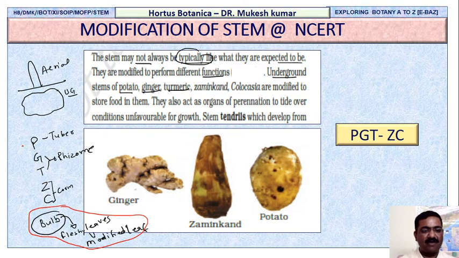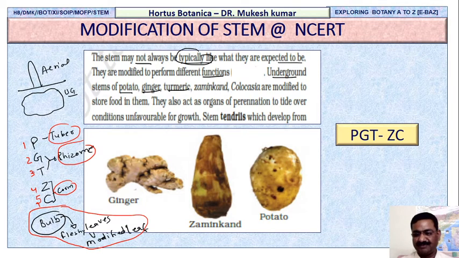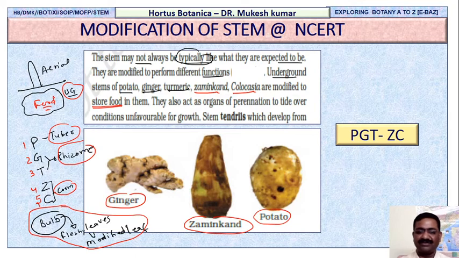By the way, how many examples are given in our NCERT? 1, 2, 3, 4 and 5. Remember, 2 from corm, 2 from rhizome and 1 from tuber. Just learn all the NCERT examples. So jamikand and colocasia are modified stems that store food. Since it is underground, it stores food and swells up. That's why you see the swollen structure of ginger, jamikand and potato. These three examples are given in our NCERT.